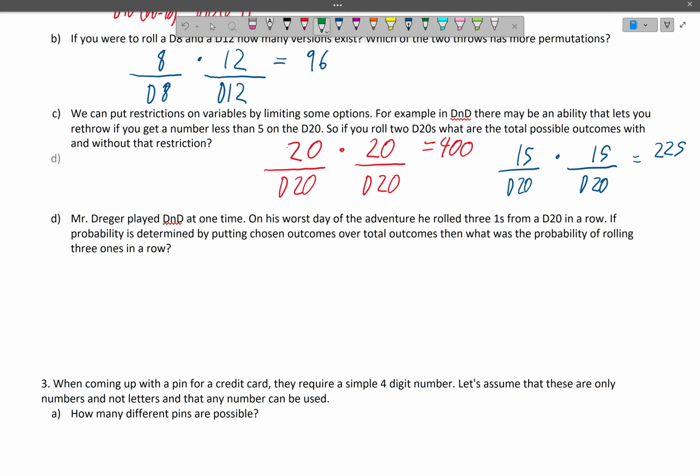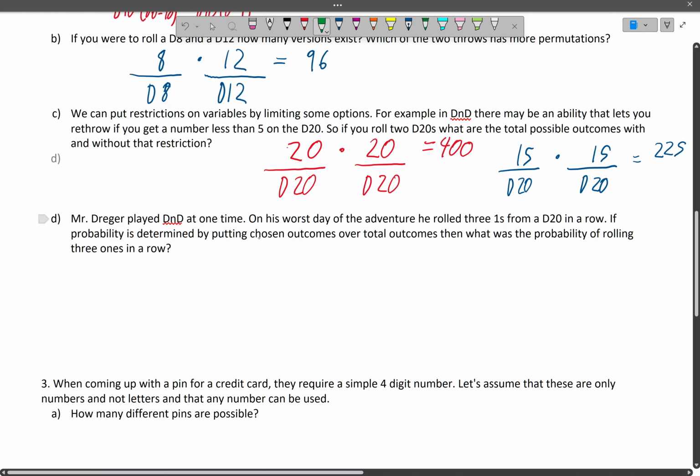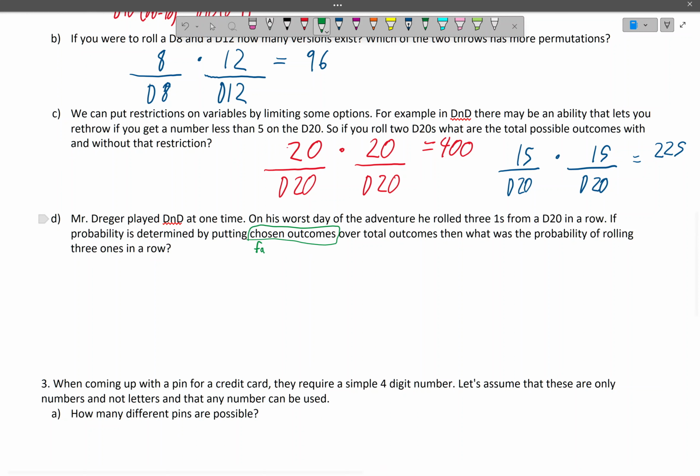All right, let's look at part D. Mr. Trigger played D&D at one time for about a year or so. On his worst day of the adventure, he rolled 3 1s from a D20 in a row. I seem to have incredibly bad luck when it comes to games with luck. So, if the probability is determined by putting the chosen outcomes or favorable outcomes, which is what we normally talk about in 30-2, over the total outcomes, then what is the probability of rolling 3 1s in a row?